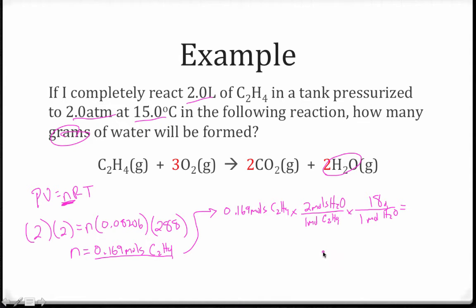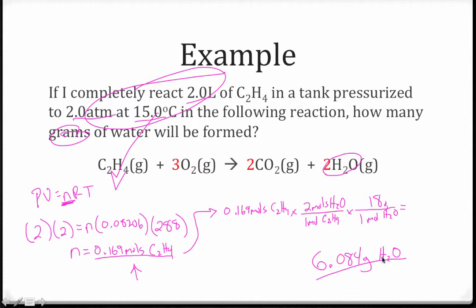And a couple quick button pushes, and I find out that my answer is 6.084 grams of water formed by reacting this ethane gas with these characteristics above. Again, these characteristics we plugged into PV equals nRT to get moles, and then moles we plugged into a normal stoichiometry problem and ultimately to figure out the number of grams of water formed in our reaction.